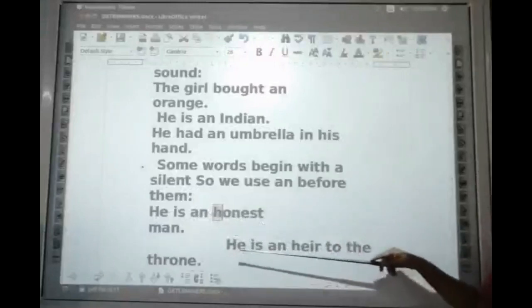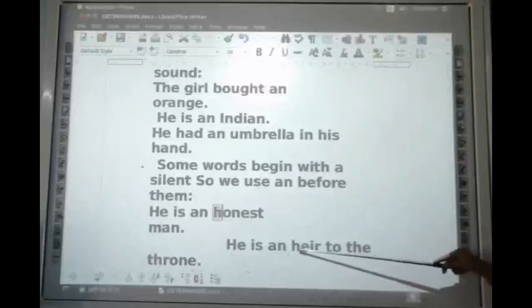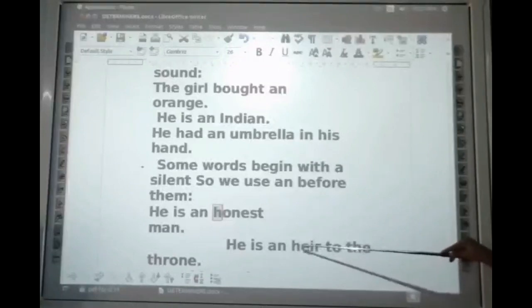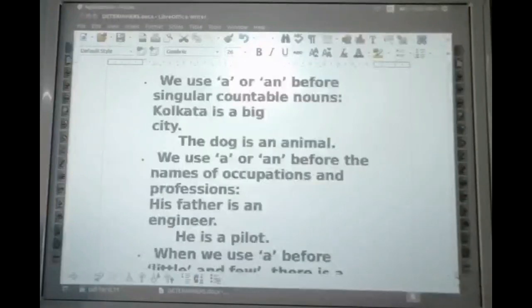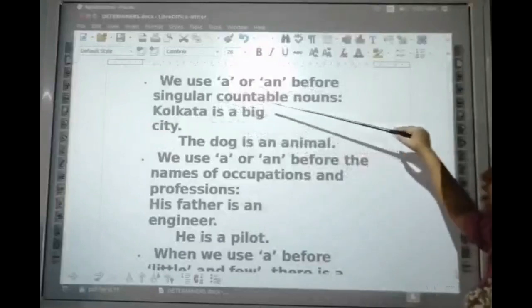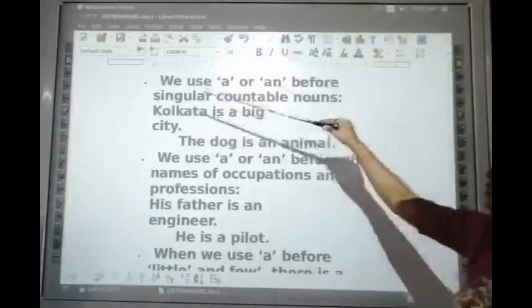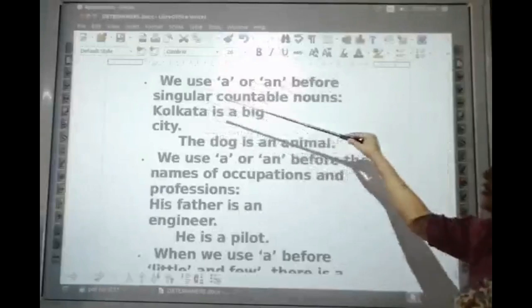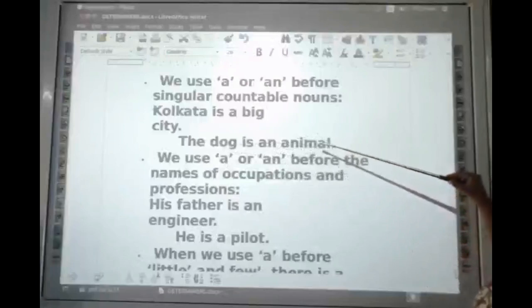The next word is, he is an heir to the throne. Heir. So no, we are not saying higher. It is not higher. We are producing the sound of pronunciation from E. That's why we are using AN here. The next is, we use A or AN before singular countable nouns, like Kolkata is a big city. The dog is an animal.